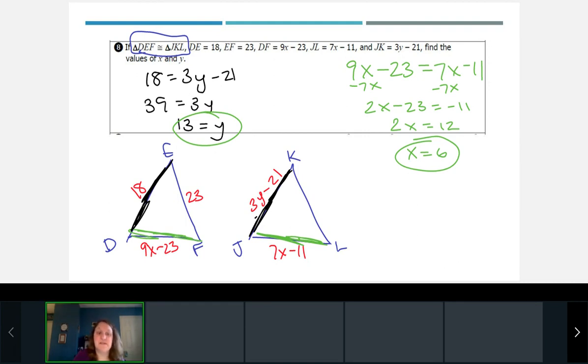Yeah, the 23 wasn't needed here. It was just more information than you needed. They wanted to make sure you knew how to set up the equation. That'll happen sometimes. They'll give you more information than you need to make sure that you know how to set up the equation and then you're not just guessing what equals what.